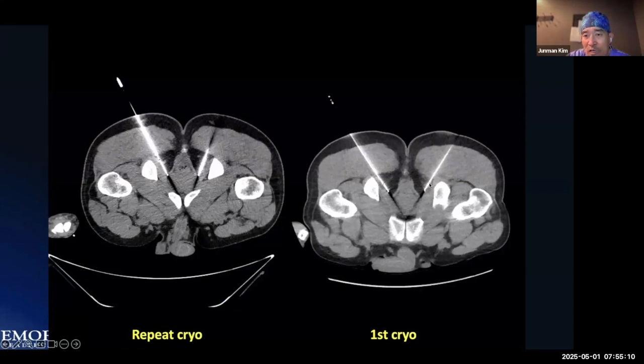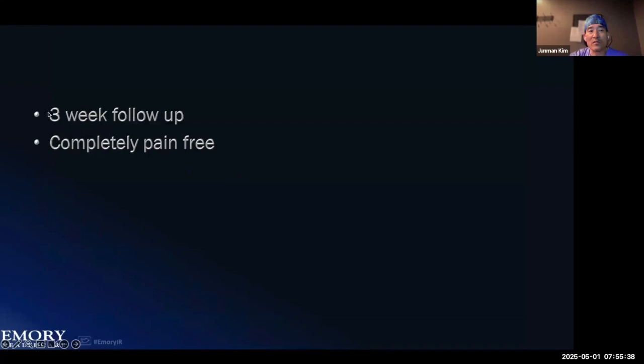What I believe about the initial cryo is that I don't think we fully covered the pudendal nerve. This is the obturator internus muscle, and the pudendal nerve runs along its outer fascia. But as you can see from the first cryo, I feel like we partially missed the pudendal nerve. So I brought him back. This time I positioned the cryoablation probe way deeper, and it's been almost 3 months now, and the patient is completely pain-free.